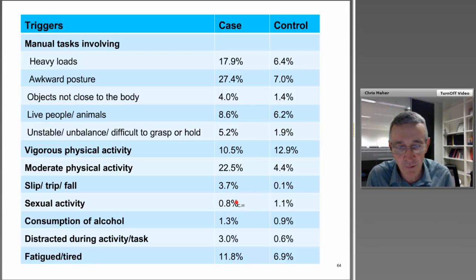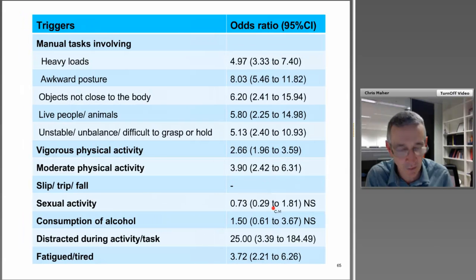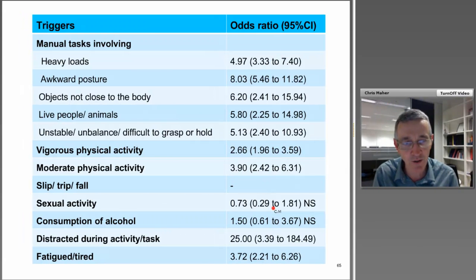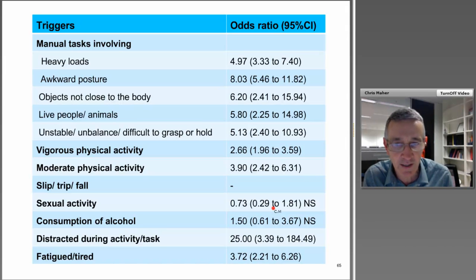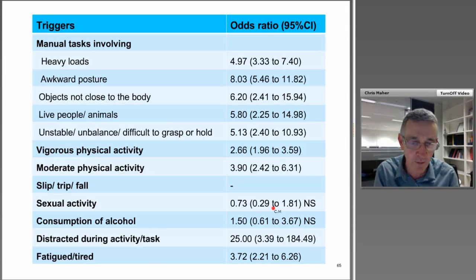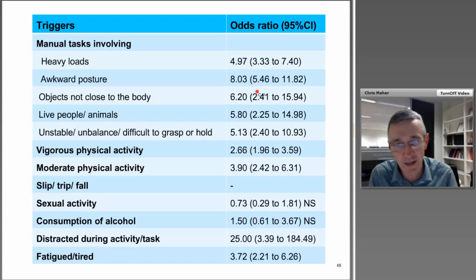But, for example, exposure to sexual activity, the frequencies are much the same in the case period as in the control period. And when I convert those exposures to odds ratios, a measure of how risky each of these triggers is, they range from 1, which means no risk, less than 1 means they're protective, above 1 means they're harmful. What you can see is that virtually all of the triggers we measured were quite harmful. They increased your risk of low back pain.